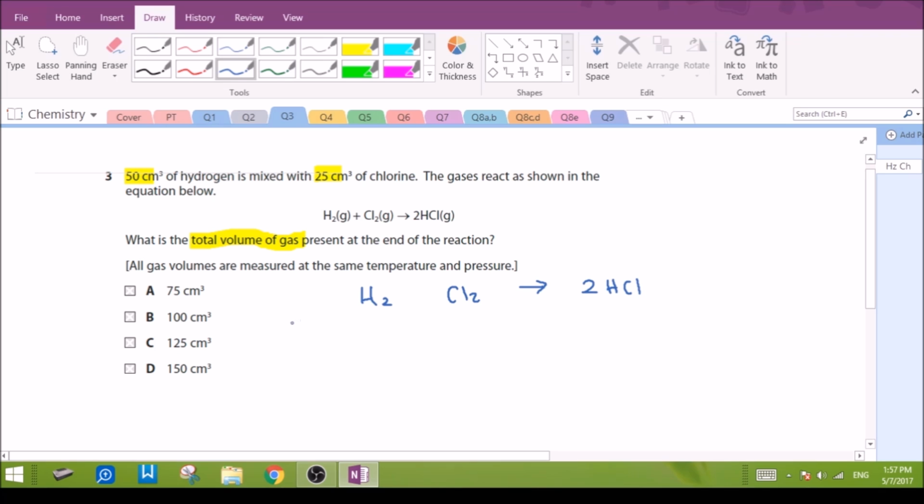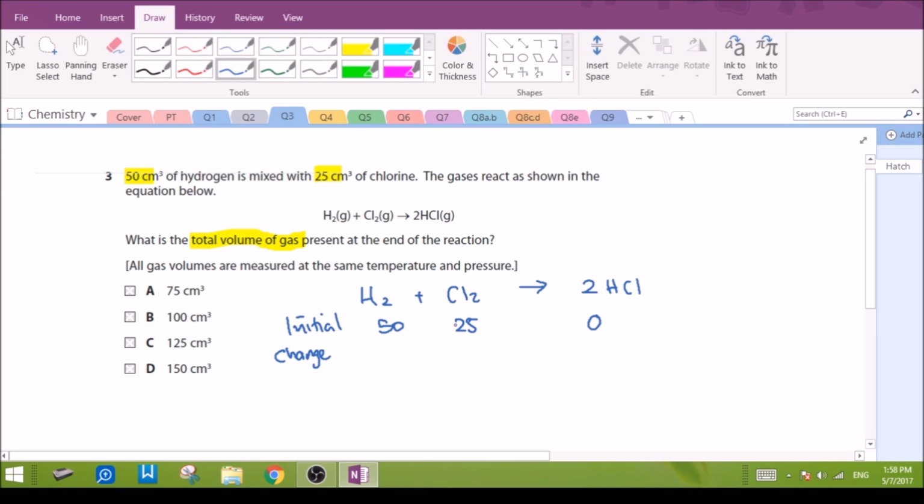Now, initial, let's find the volume. Initially, we have 50 cubic centimeters of hydrogen. Chlorine will be 25. There isn't any hydrogen chloride formed yet, so the initial volume is 0. The change in the volumes of gases. Now, observe that the ratio that chlorine and hydrogen react is 1:1.